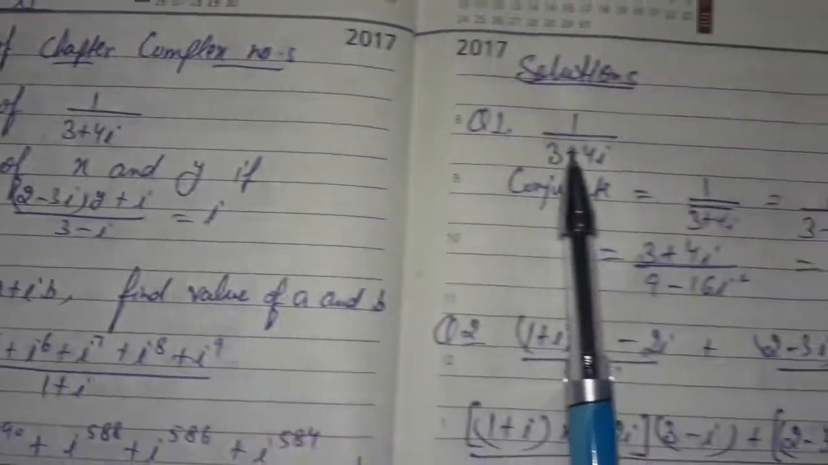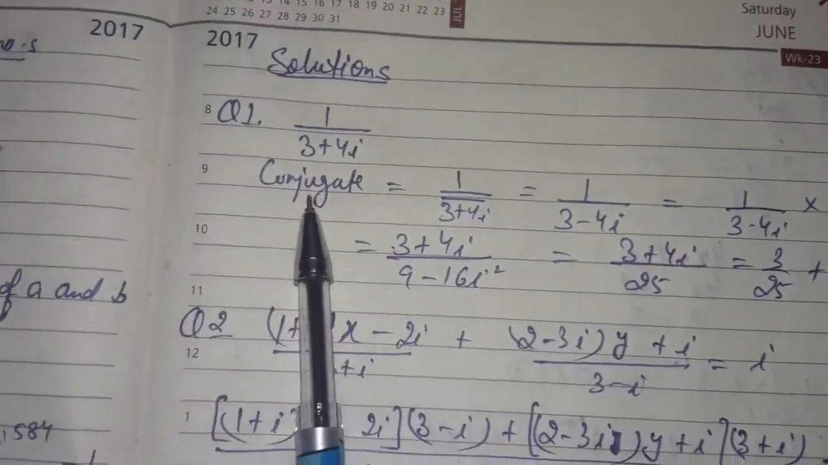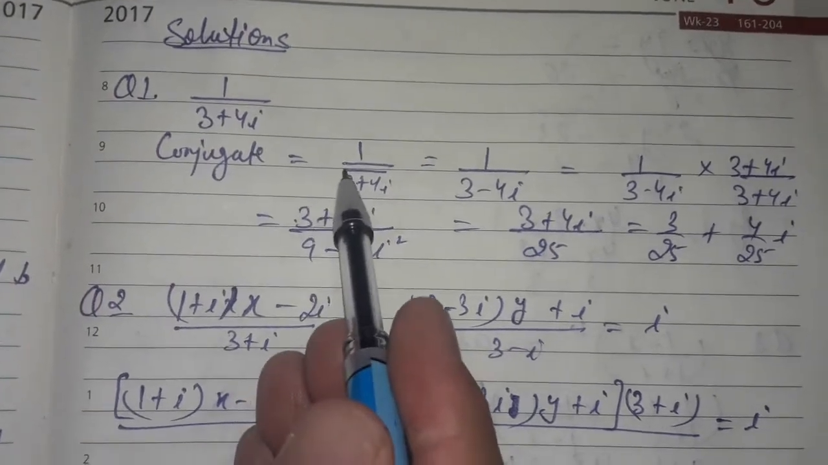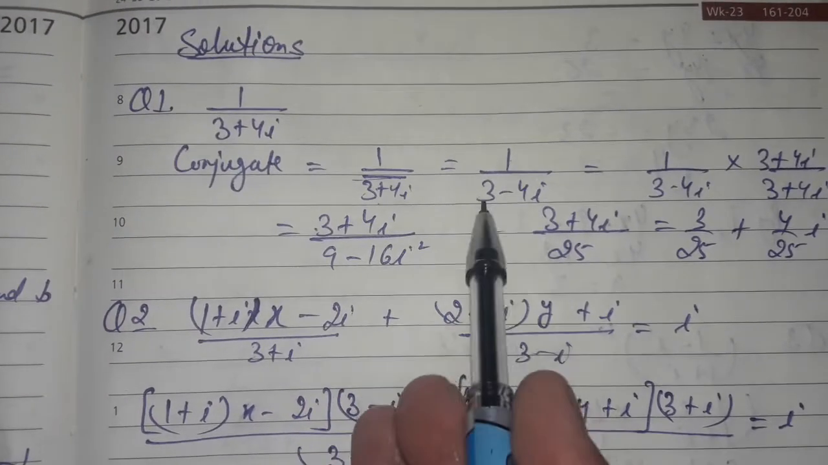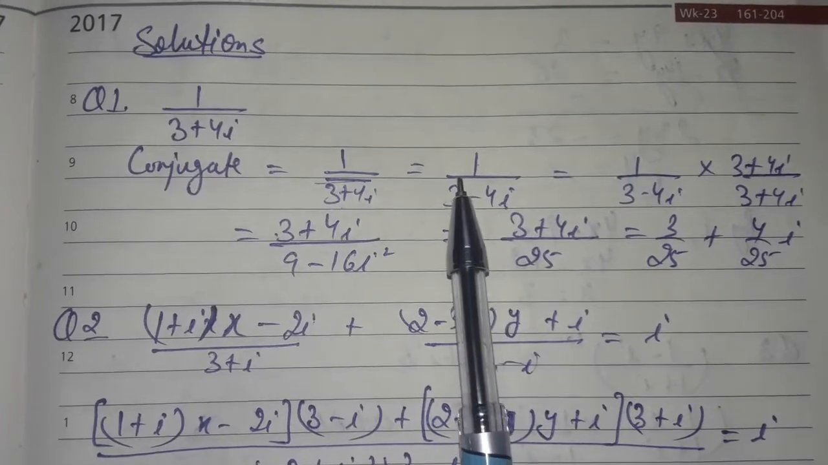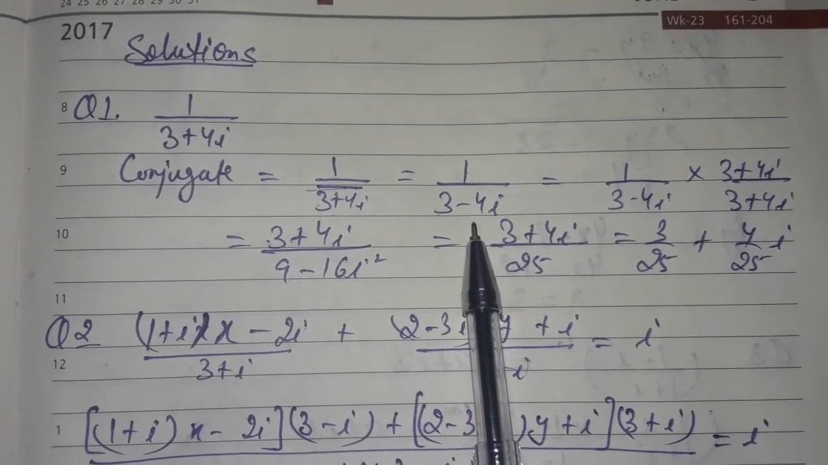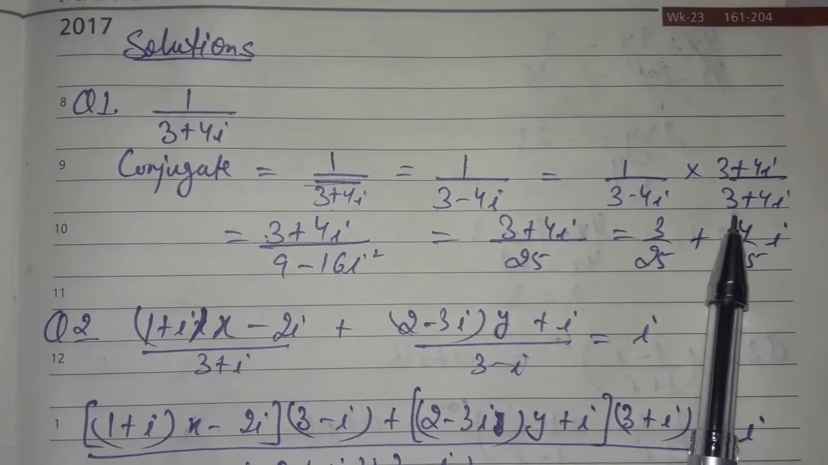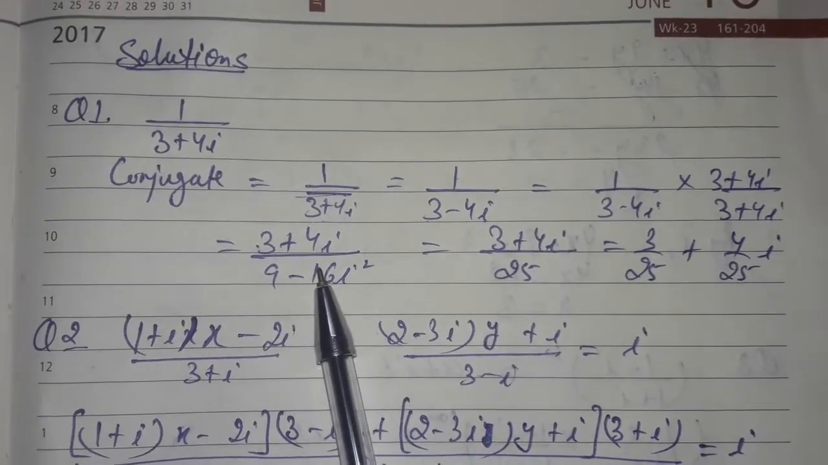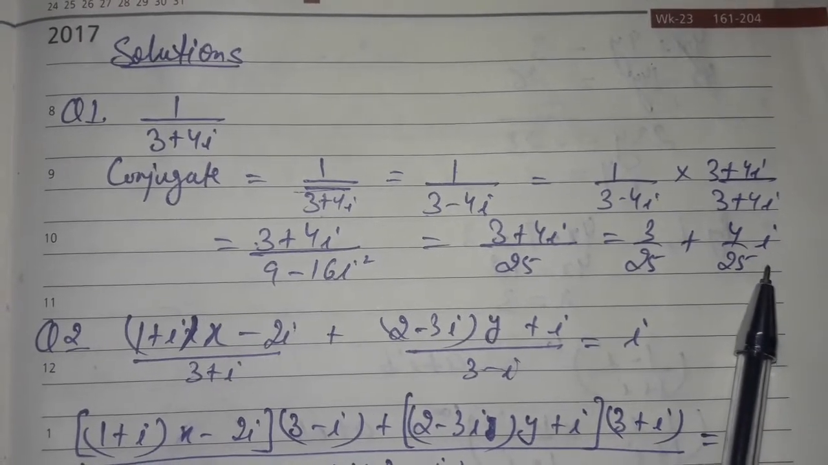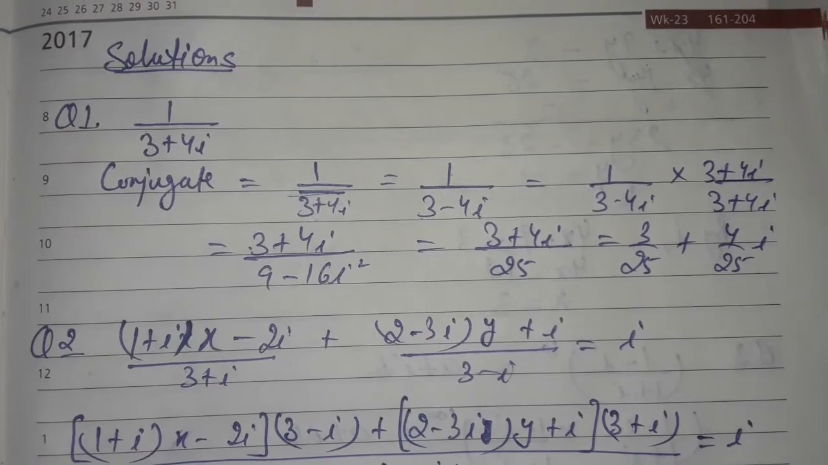This is the solution. 1 upon 3 plus 4 iota, conjugate becomes 1 upon 3 plus 4 iota with a bar. It becomes 1 upon 3 minus 4 iota. Now to solve it, to remove the imaginary number from the denominator, we have to multiply and divide with its conjugate, that is 3 plus 4 iota in the numerator, 3 plus 4 iota in the denominator. On solving it, we get 3/25 plus 4/25 iota, that is known as the conjugate of the complex number.